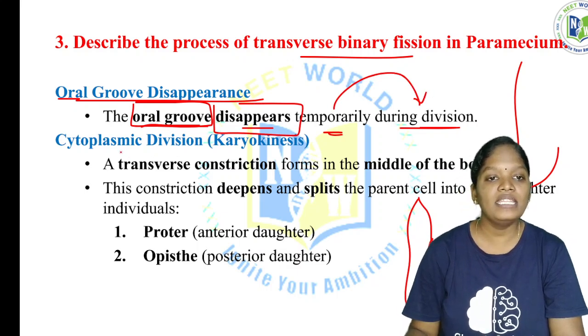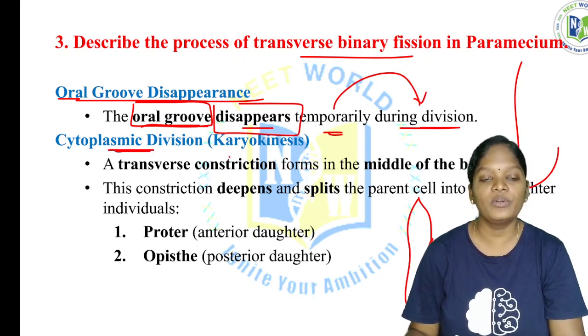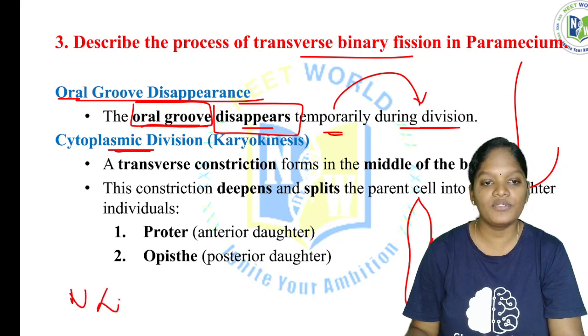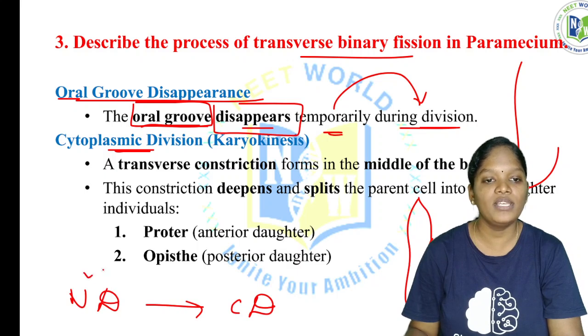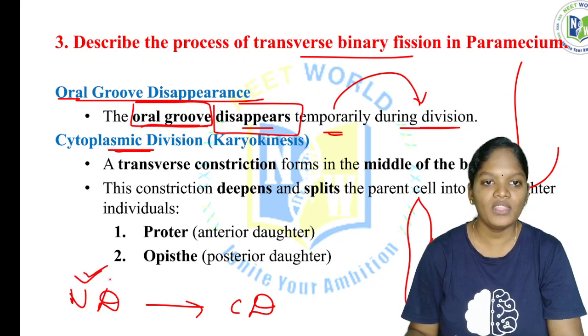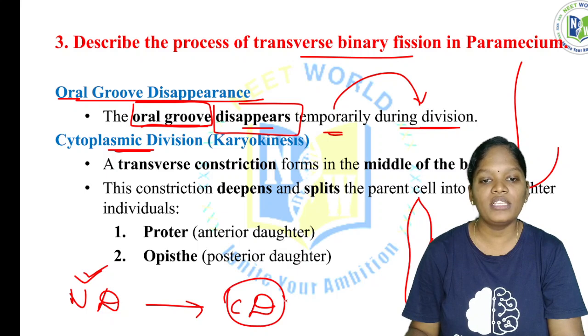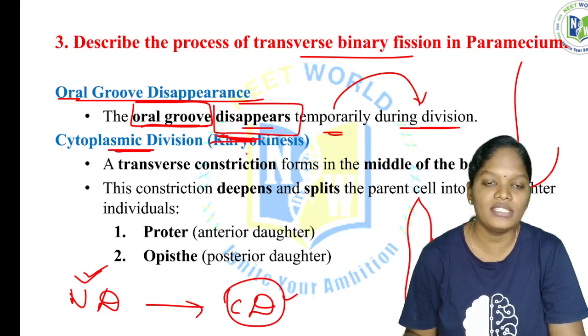The second thing is the cytoplasmic division. Always the nuclear division starts first, followed by the cytoplasmic division. The nuclear division is called karyokinesis, and the cytoplasmic division is called cytokinesis. It is not karyokinesis, it is cytokinesis.